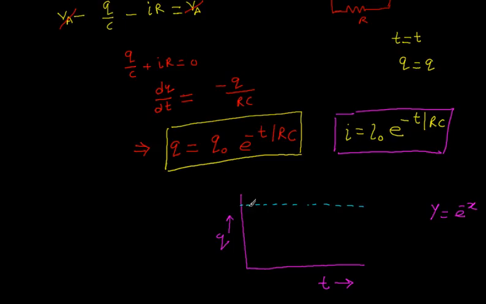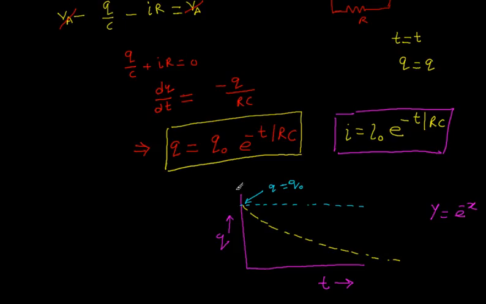So this point is nothing but q is equal to q naught. Here you have the maximum charge, and then it will get discharged slowly, depending on your RC constant. It will discharge like this.